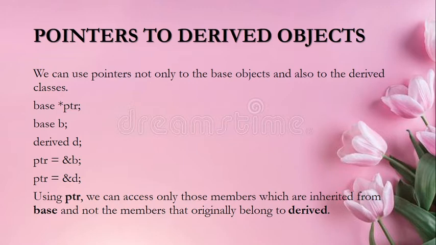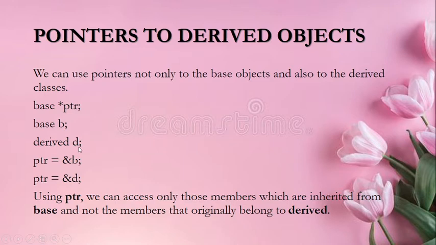You can see here we can use pointers not only to the base objects but also to the derived classes. I have given a small example where I mention a pointer called *ptr. Anything with a star symbol, we call a pointer variable. So this ptr is my pointer variable that has been created for the base class. Next, I have an object for the base class, B, and D as an object for the derived class. So imagine we have a base class and derived class, and the object for the base class is B and the object for the derived class is D.